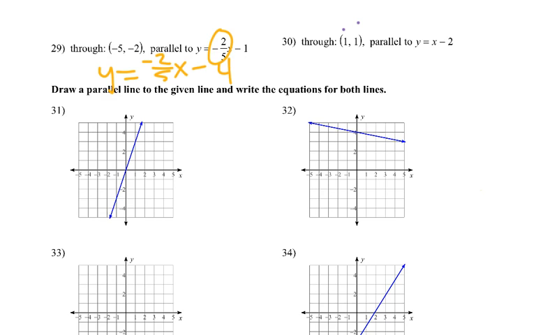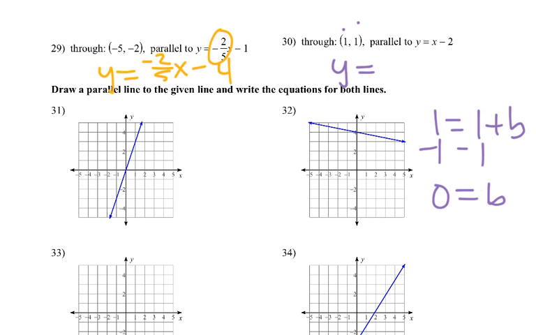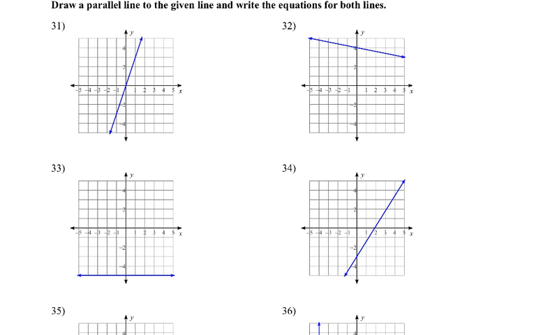Okay, 1 and 1, so I'd go 1 equals 1 plus b. Subtract 1, I have 0 equals b. So I'd have y equals x plus 0 if I really wanted to. And there's those ones. Now in these ones it wants us to draw a parallel line to that given line.